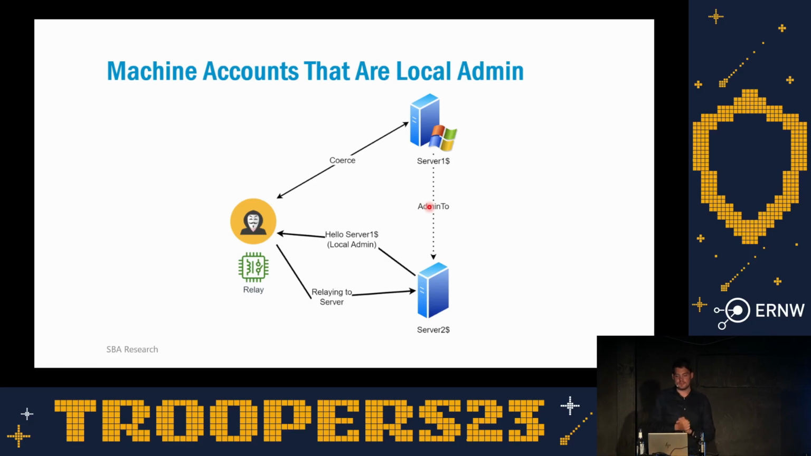So first thing, I said it before, machine accounts that are local admin to another machine account. An example like this one here: we have a server 1 here that is admin to server 2 here. And again, the attacker does coercion of this machine account here, then relays it to this server 2. The server 2 will see, okay, this is the machine account of server 1. It is local admin, so let's grant local admin privileges to this attacker here. I mean, the server doesn't know, the server thinks it's server 1.